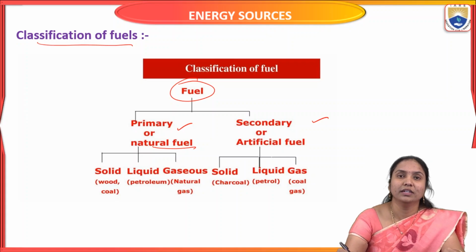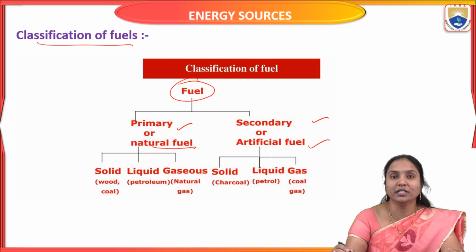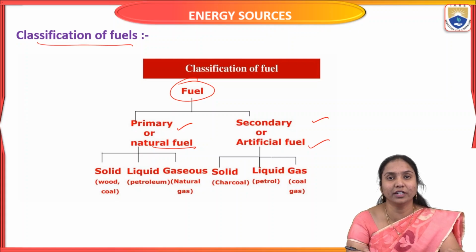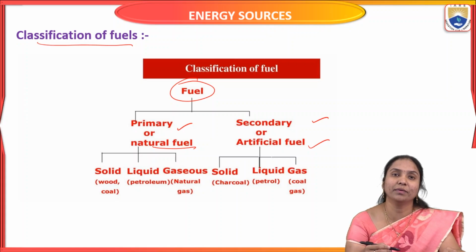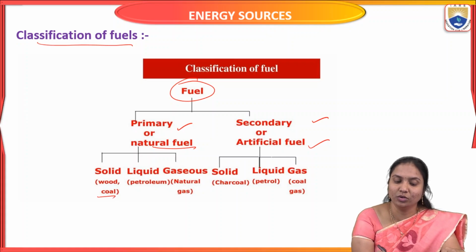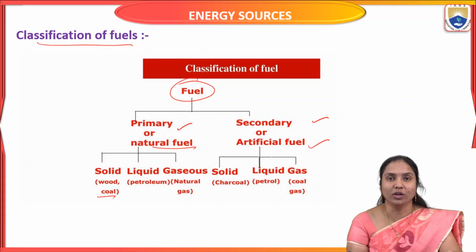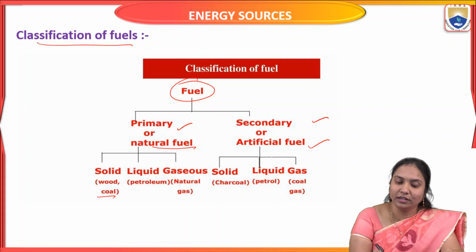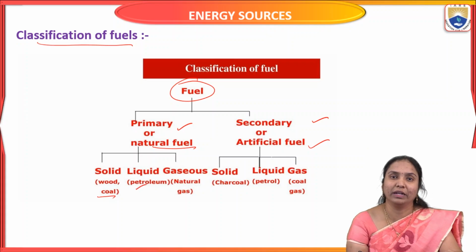Secondary fuels are also called artificial fuels. These are made from primary fuels. Again, primary and secondary fuels are subclassified based on physical state into three types: solid, liquid, and gaseous fuels. The best example of a primary solid fuel is wood or coal. The liquid fuel is crude petroleum, and the gaseous fuel is natural gas.